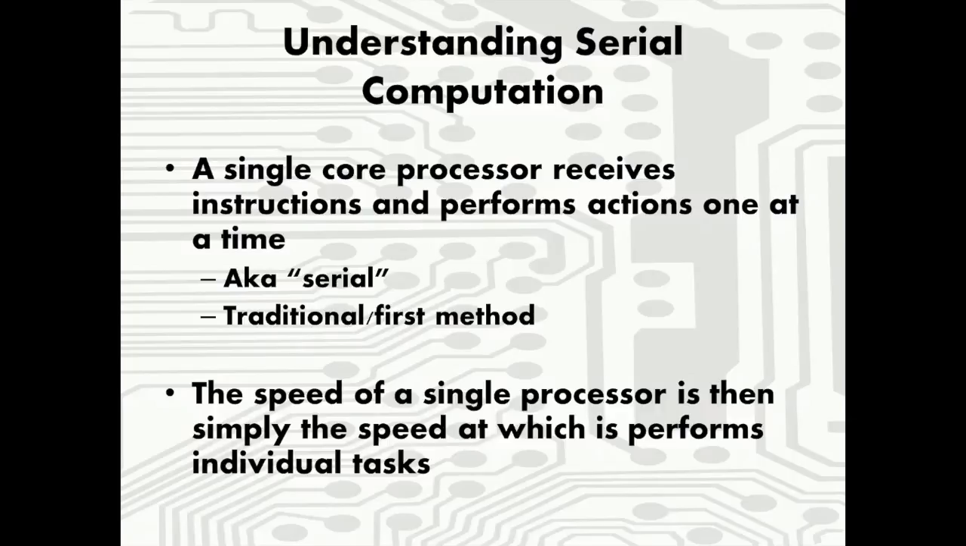Let's begin by understanding the simplest form of computation. This is known as serial computation. In serial computation, a computer processor receives instructions and performs actions one at a time. This was the traditional or first method of computing and stood for a long time. The speed of a single-core processor is then simply the speed at which it can perform individual tasks.